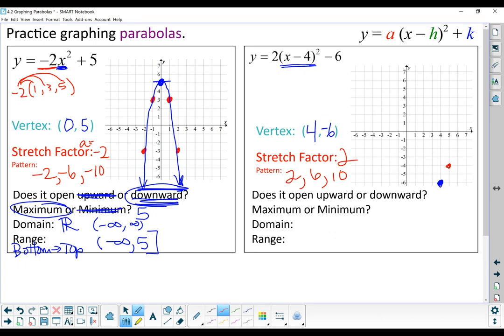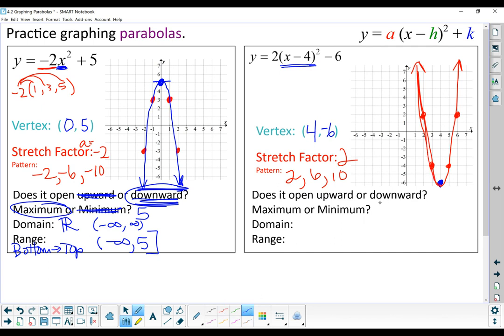Up 2 over 1, up 6 over 1, and I can't fit the 10. And then we'll do the other side of the parabola. And this is another sort of skinny one.